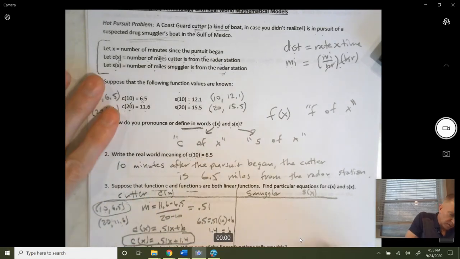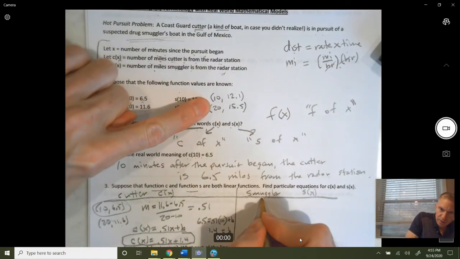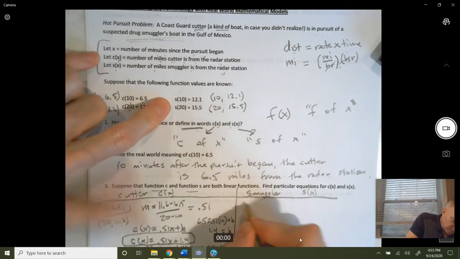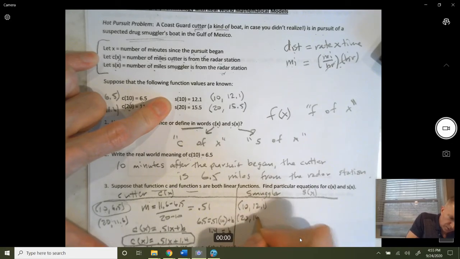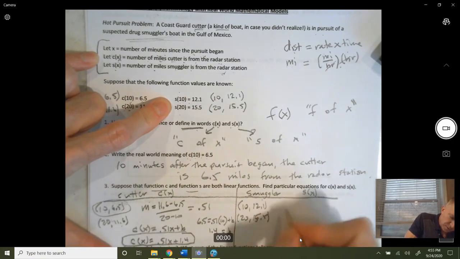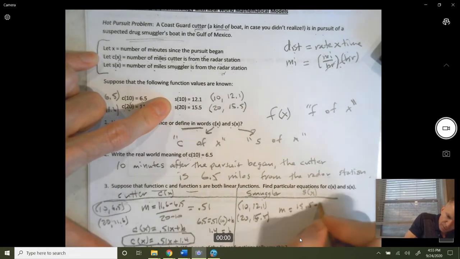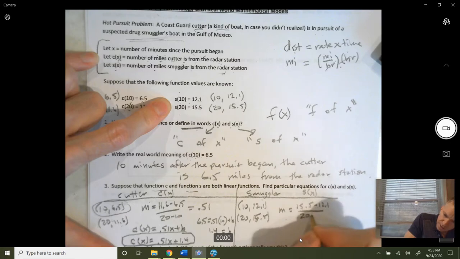Our equation for the smuggler, we've got two ordered pairs right over here on the s function. Okay. 10 comma 12.1 and 20 comma 15.5. So your slope is equal to 15.5 minus 12.1 over 20 minus 10, which comes out to 0.34.